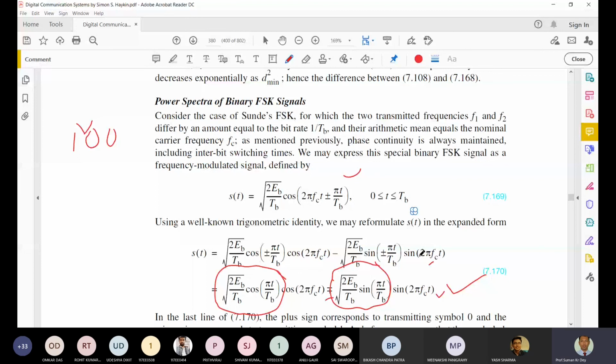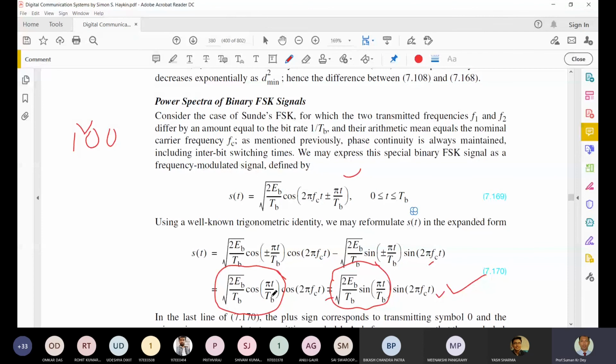So as I told, this is the in-phase component, and if we look at this value, it is totally independent of the input binary wave. Okay, and the power spectrum density for this component consists of two delta functions.